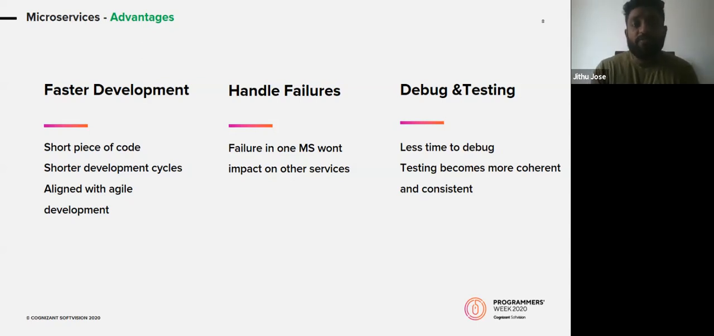When we think about failure, when a monolithic application fails, the entire application is down. But here, in certain scenarios, if an application fails, it doesn't make the whole app fail, because it will affect only that particular microservice. Then debugging and testing: each microservice will be run by a different team, and each microservice has a different QA.